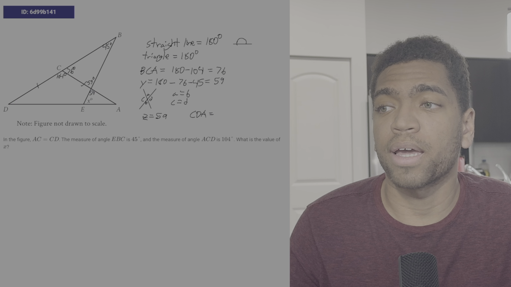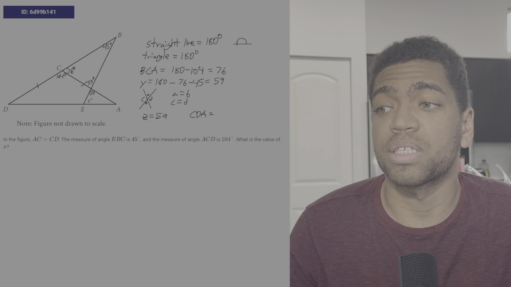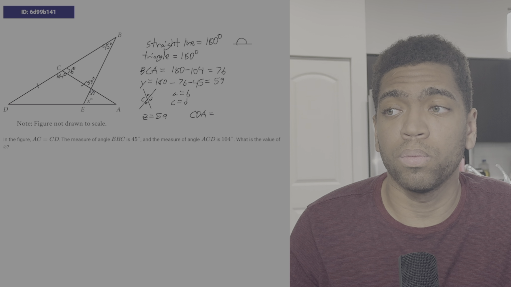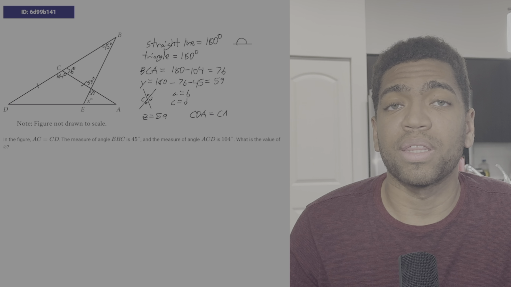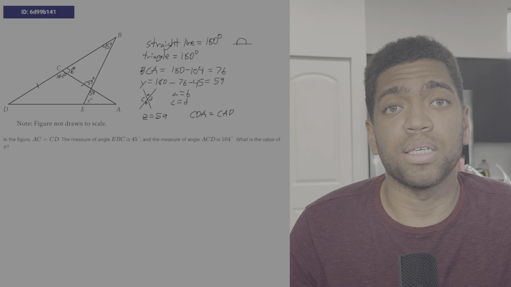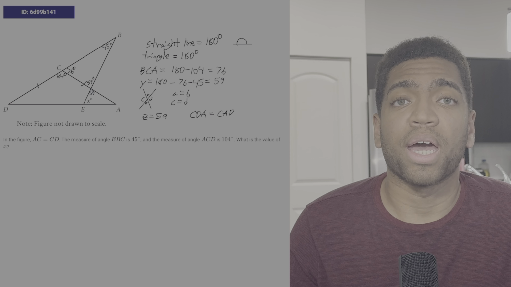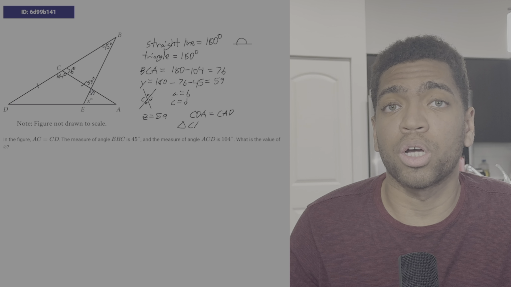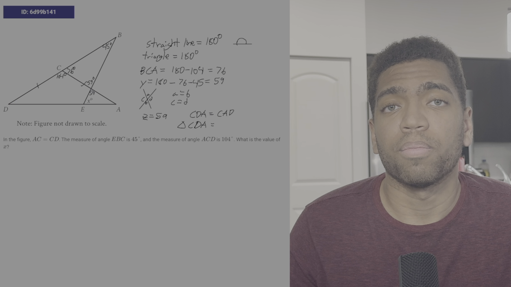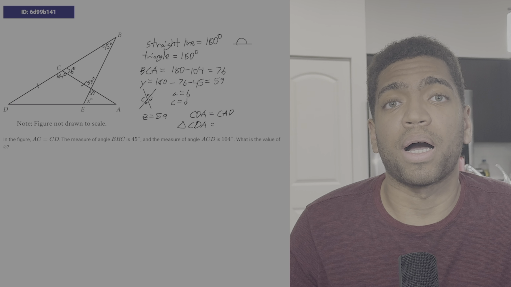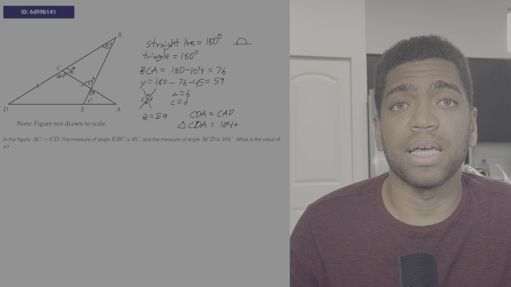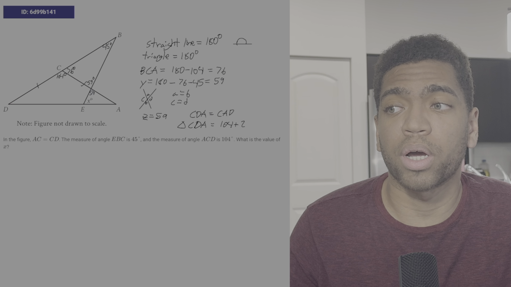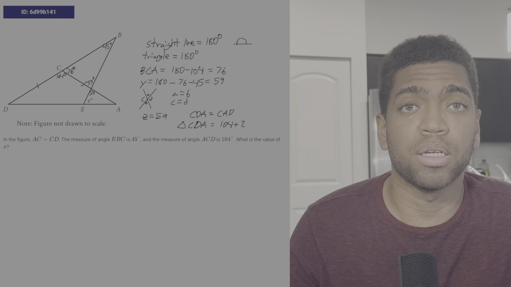Now, what else do we know? We can use the fact that line segments AC and CD are equal in length to determine that angles CDA and CAD are equal. When we have that information, we know that triangle CDA, those angles sum to 180 degrees. So the other two angles, which are equal, mean that triangle can be represented by 104 plus 2a, where a is each other angle in the triangle, so angles CDA and CAD.